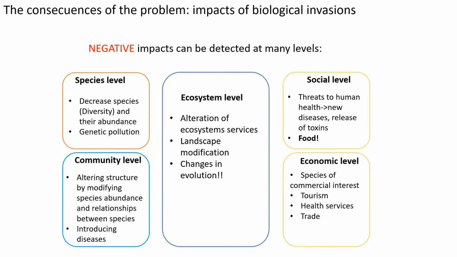At the ecosystem level, we can lose the services that we obtain from these ecosystems. They can also modify the landscape and make changes in evolution. At the social level, biological invasions can pose threats to human health by introducing diseases and the release of toxins, and also as a source of food. At the economic level, species of commercial interest might be affected. Tourism, health services, and trade can also be affected by this problem.